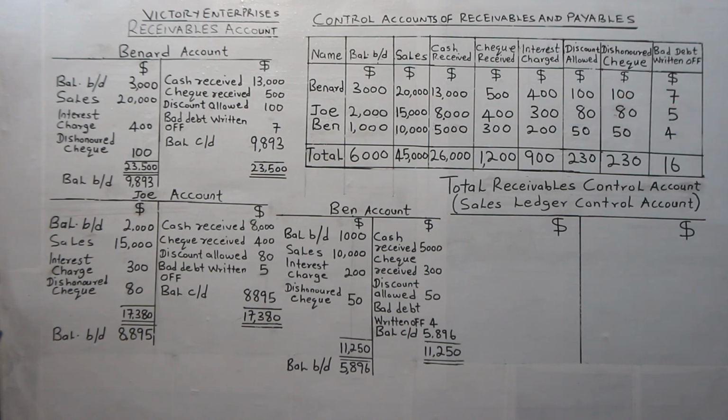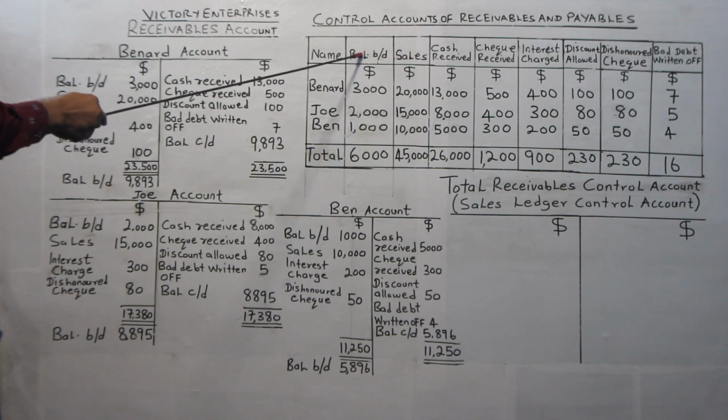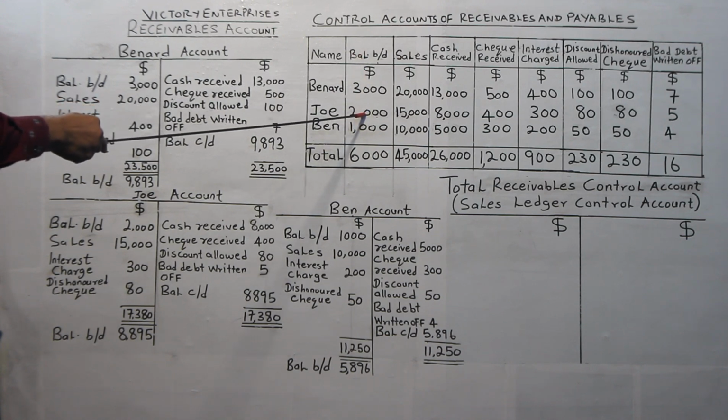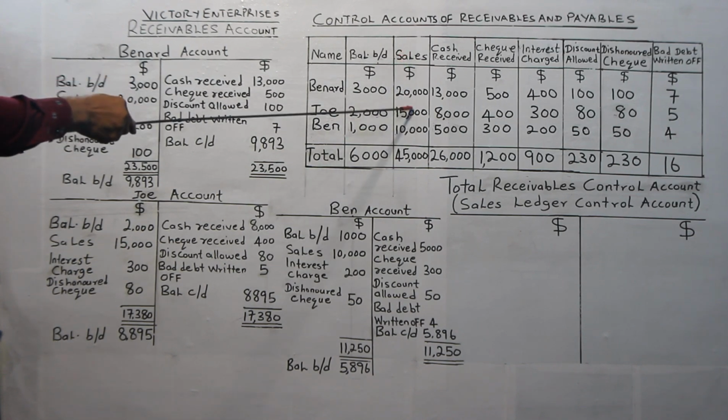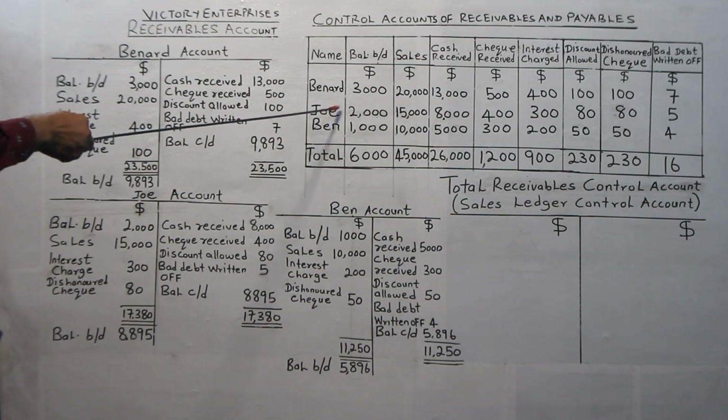Now let's look at Joe transactions. Looking at Joe, we have the Joe account. We have the balance brought down 2,000. You can see it under Joe 2,000. That is balance brought down controlling this line. We have sales 15,000. You can see it, sales 15,000 for Joe.